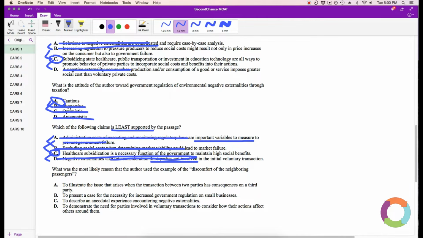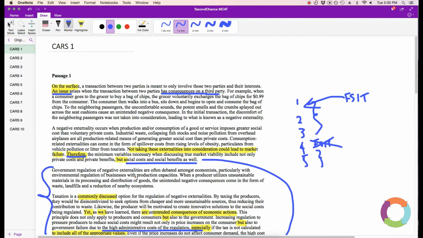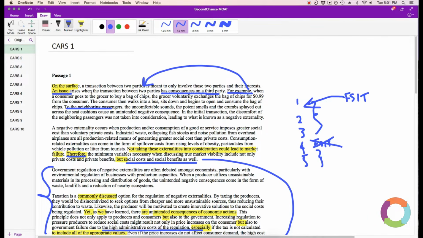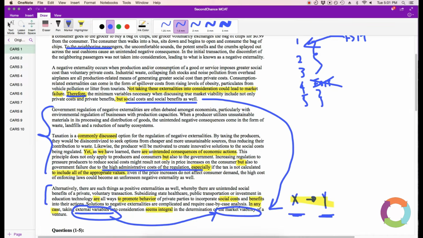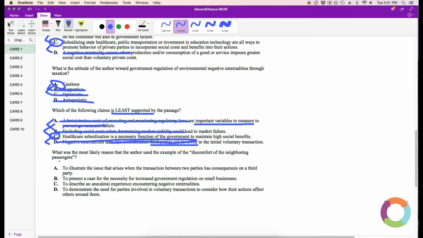Last question. What was the most likely reason that the author used the example of the discomfort of the neighboring passengers? And remember that was in paragraph 1. So neighboring passengers is going to be supporting this claim over here, which is that there's an issue that arises when a transaction between two parties has a consequence on a third party. So whatever that is, let's see, A versus B. So to illustrate the issue that arises when... yeah, perfect. So I'll just go ahead and select that and be done with it.